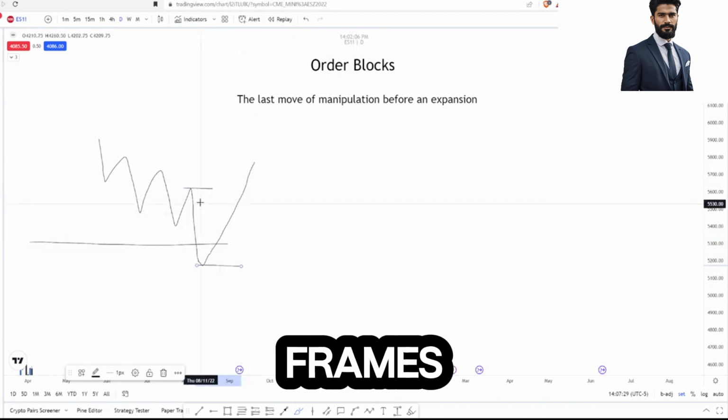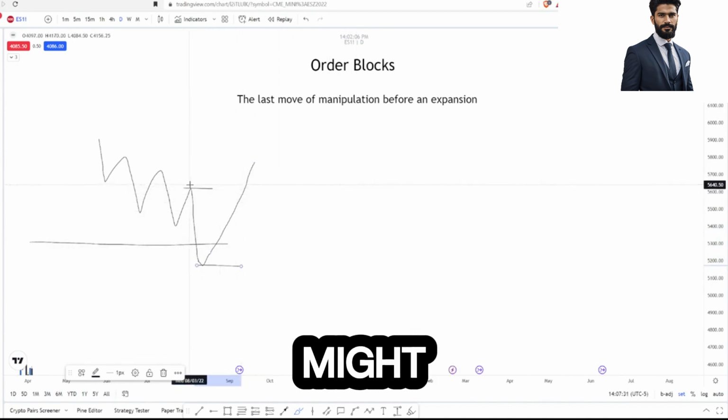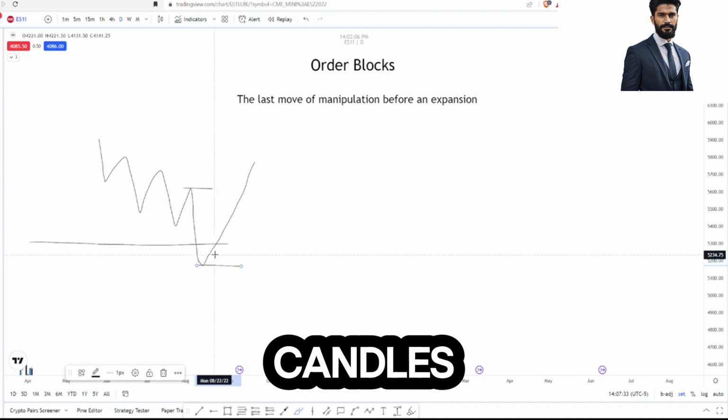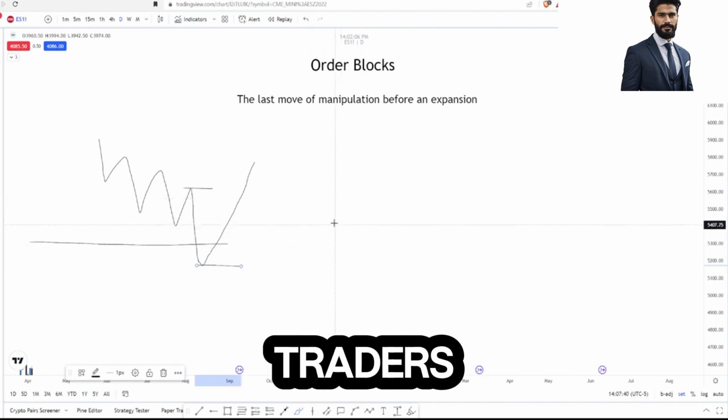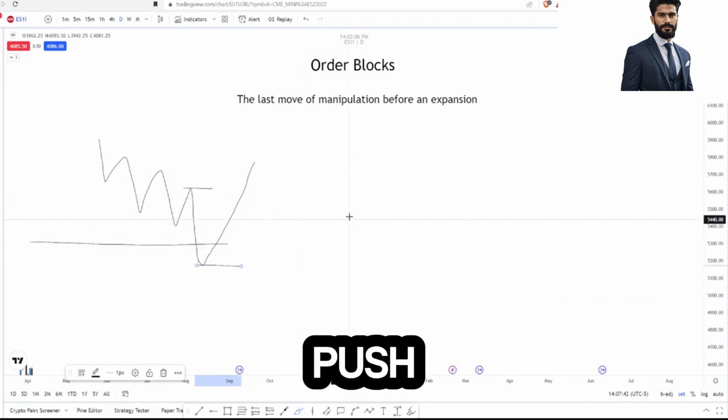Now, on different time frames, it's going to look different. On the daily, it might be 1 candle. On the 4 hour, it might be 3 candles. On the 1 hour, it might be a bunch of candles. But the idea of an order block is just a big move down to manipulate traders in order to generate liquidity to then push price back up.